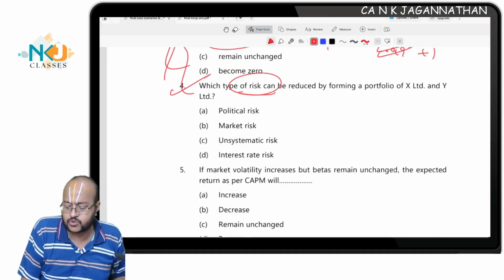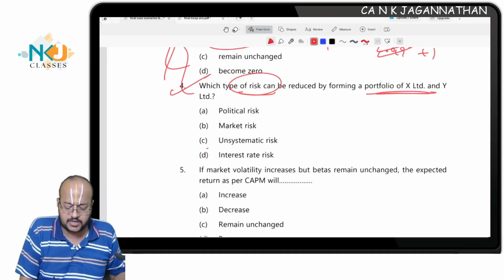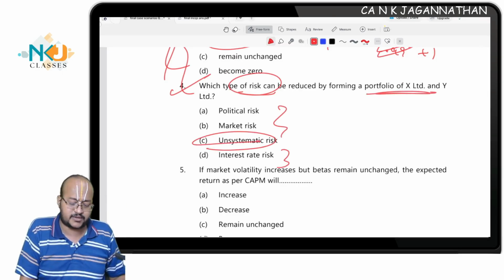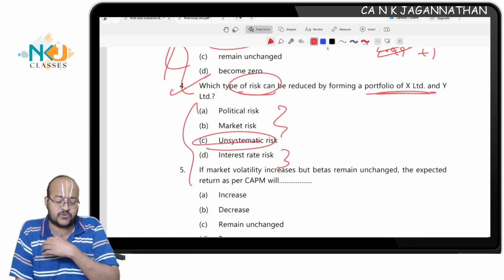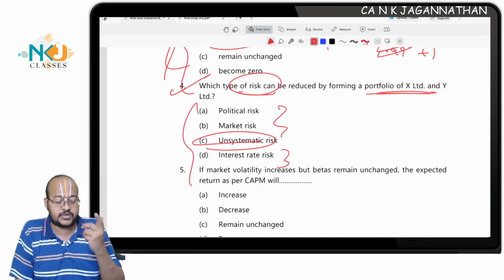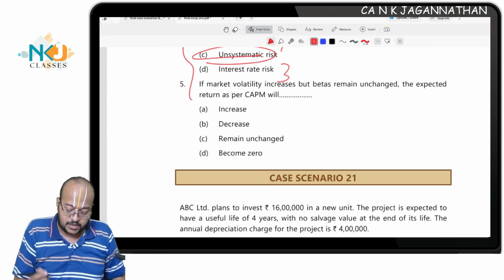Which type of risk can be reduced by forming a portfolio of X and Y Limited? Obviously, unsystematic risk. Systematic risk will be present. It can never be reduced through diversification. Only unsystematic risk can be diversified away.